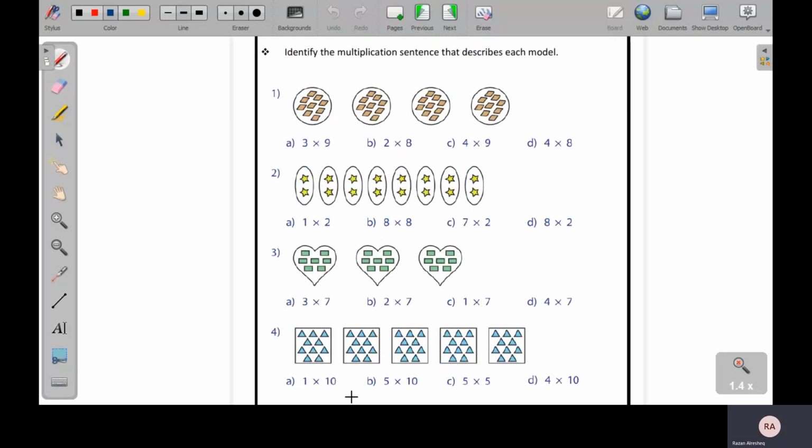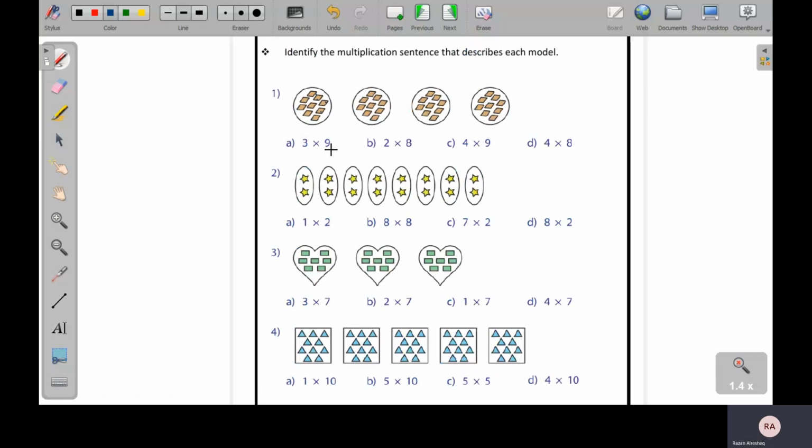Here it says, identify the multiplication sentence that describes each model. So what we have here is we have different models, and we have 4 different options for each model. We want to know what the correct multiplication sentence is for each model. So let's look at the first one. Here I have 1, 2, 3, 4 groups. Inside each group, I have 1, 2, 3, 4, 5, 6, 7, 8, 9. So I know that I have 4 groups, and each group equally has 9 objects. So let's look at my options.